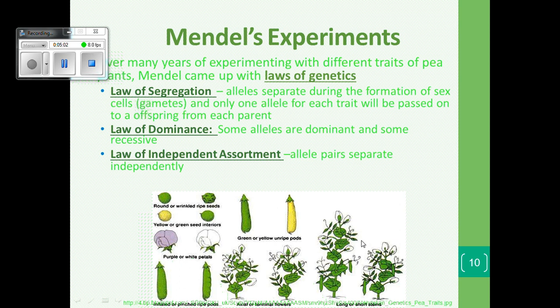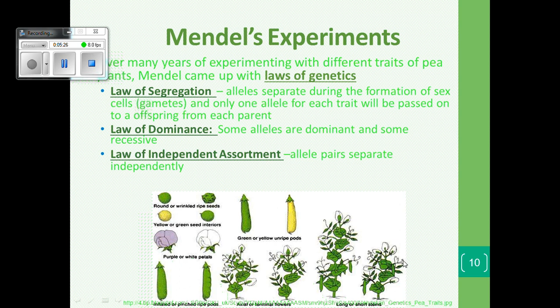And over the years, when he recorded all this data, he came up with these laws, and these were pretty consistent throughout his observations. He was able to say that it's a law because he consistently collected the same type of data. So what he found was the law of segregation, and I want to remind you that alleles separate during the formation of your gametes in meiosis, and only one allele for each trait will be passed on to the offspring.